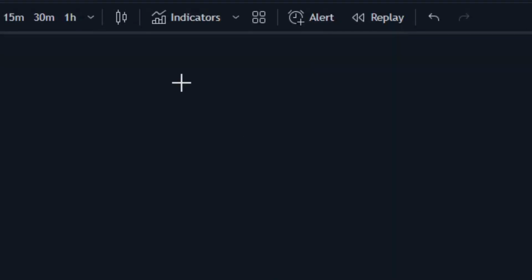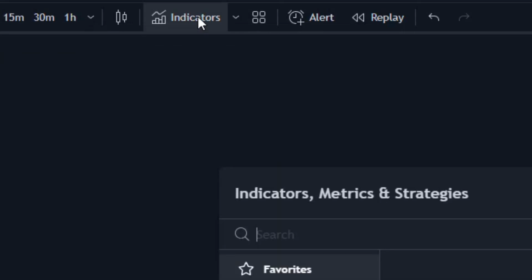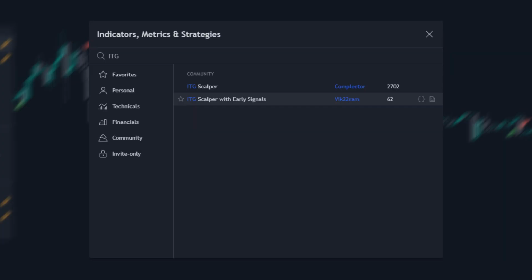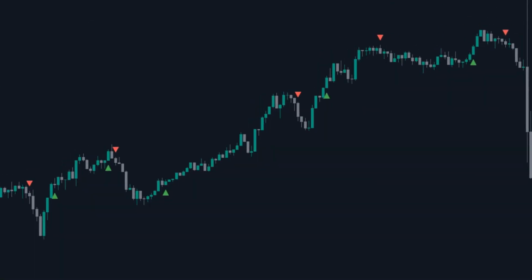First things first, fire up your TradingView and head over to the Indicators tab. We are on the lookout for two key indicators, ITG Scalper and Dynamic Trail. Here are the settings. ITG Scalper.